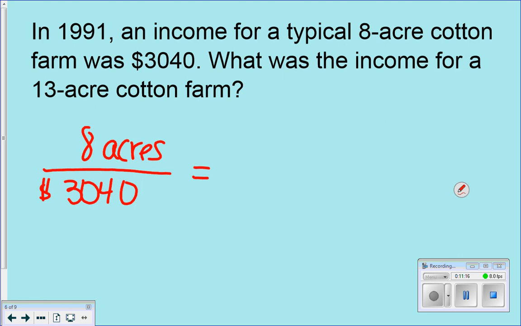And then my next sentence says this. What was the income for a 13-acre cotton farm? What do I know now, Jasmine? Okay, so I know 13 acres, but now I'm missing the dollar amount, right? So on my other side of my proportion, I can fill in one of those spots. And the reason why it's really, really important to label is because I need to put the exact same label directly across from this. So what needs to go here? 13 acres.